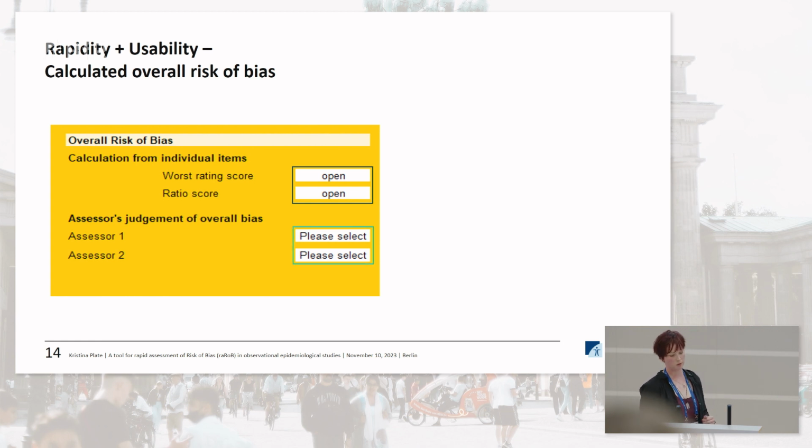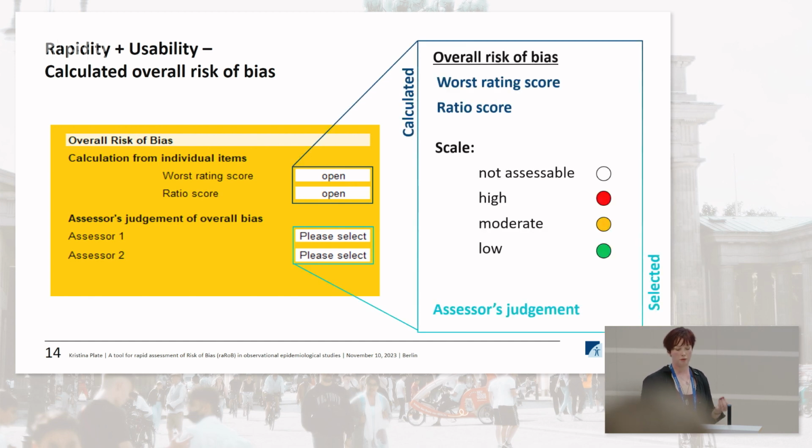And then we have the individually choosable overall risk of bias by the assessor. They are both on the same scale. We have the possibility to get a not assessable study, which in this case either means that too many of the items weren't applicable here, or too many items weren't assessable by the assessor himself. Then a high risk of bias, a moderate risk of bias as a medium category, and also a low risk of bias.